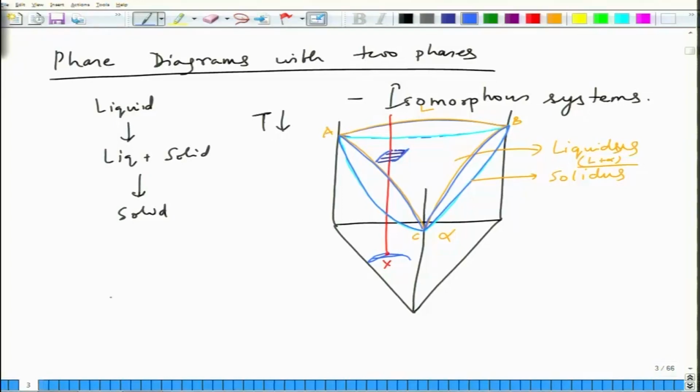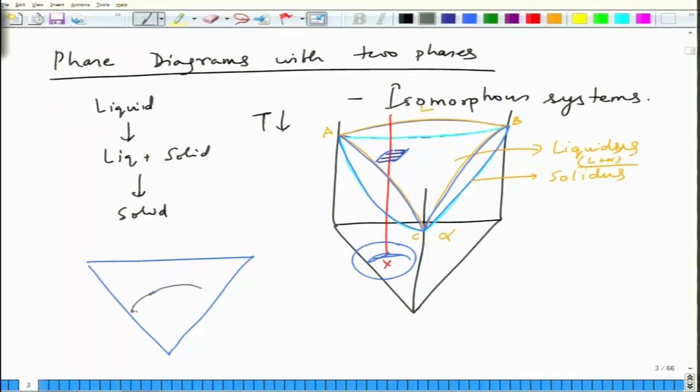So, if I just zoom it up, let us say I zoom it up a little bit, this particular part. So, this is the composition X, and within this composition you have this projection of liquid compositions and projection of solid compositions. So, the first liquid that formed here is somewhere here. So, let me make a little bit of modification, it does not go like this, it goes more like this, okay.